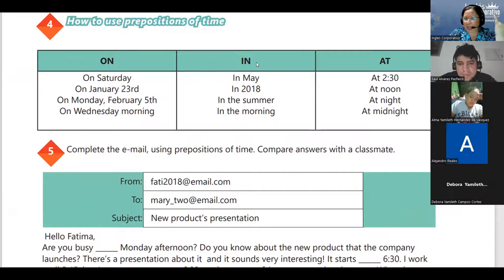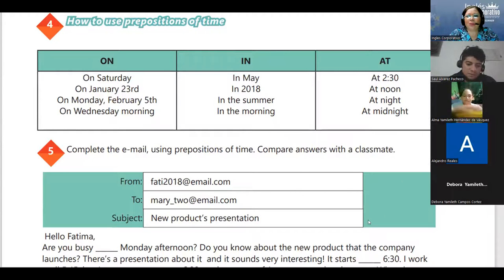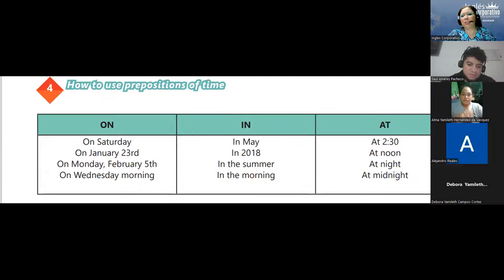Then we have in, for months, years, and the seasons, okay? And some specific parts of the day, like in the morning, in the afternoon, in the evening, okay? At, for a specific time or scheduled time, or those specific periods of time that everybody knows happen at the same time. For example, at 2:30, exact time. At noon, at night, at midnight, at lunchtime, right? We learned that today. Okay, people, so this is what we had for today.